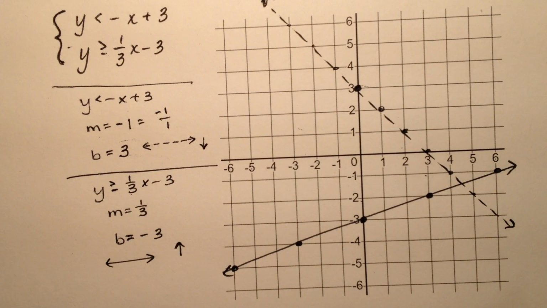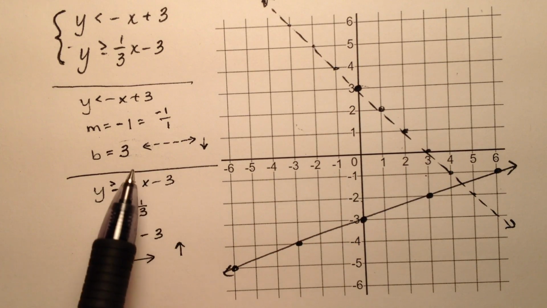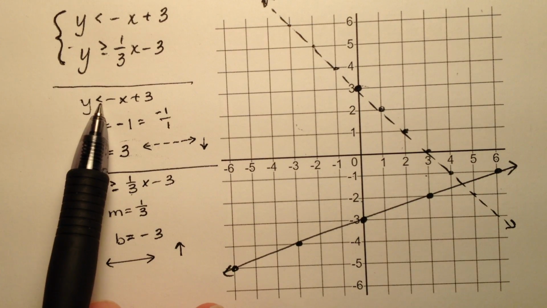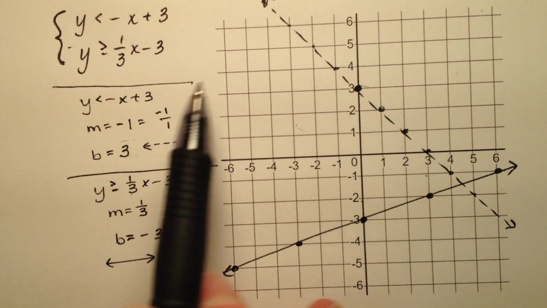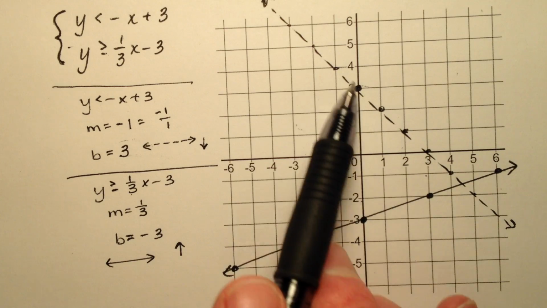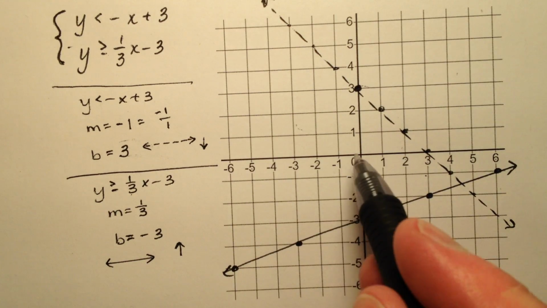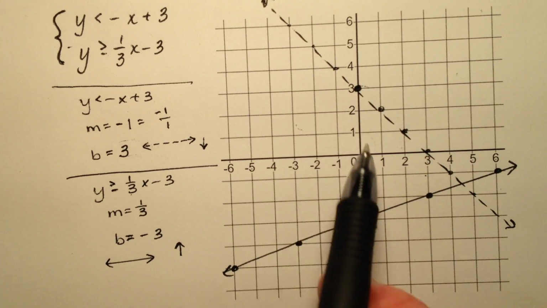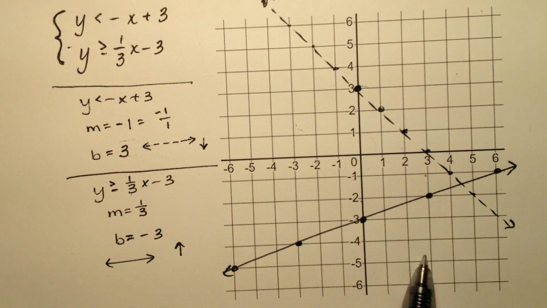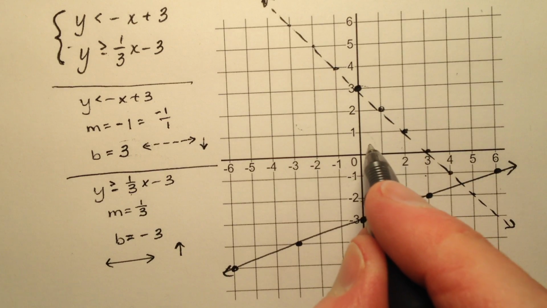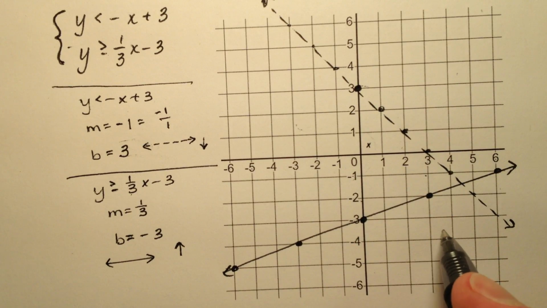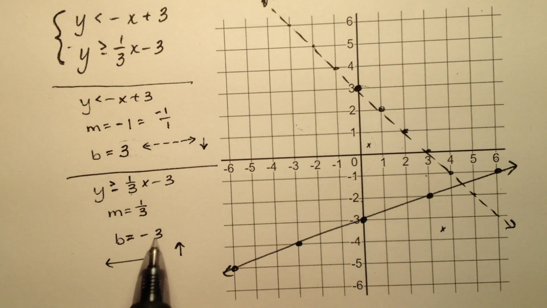So let's talk about where we're going to shade. When I look at this, I actually have 4 regions here. So the first one, y is less than -x plus 3. So I know here's my -x plus 3, and we're going to shade less than that. So I know it's either going to be in this region or it's going to be in this region. Sometimes you can put a little x right there to kind of indicate this region or this region. Okay, let's go ahead and look at the other ones.